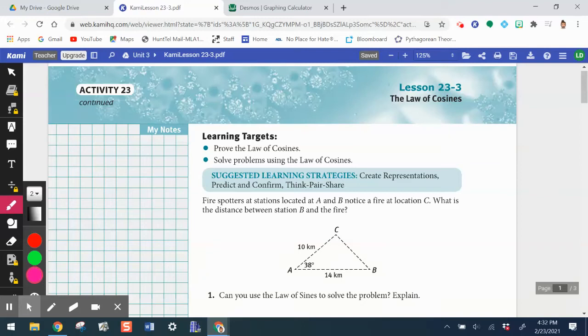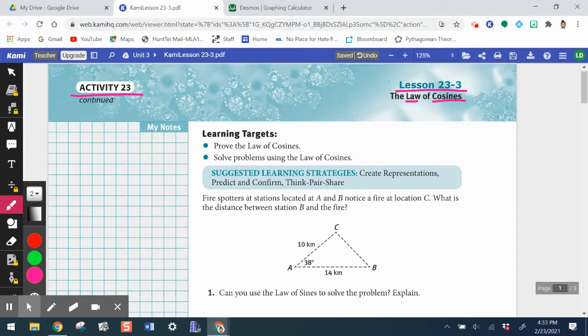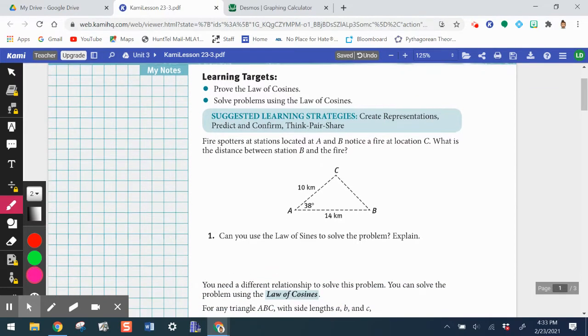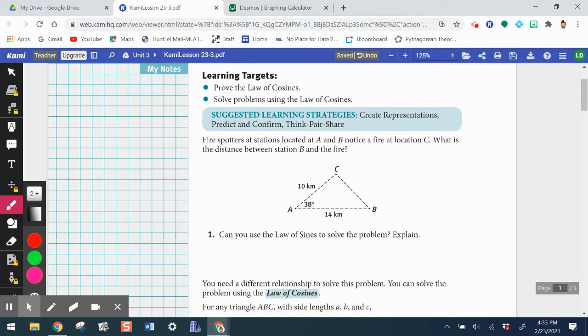Well, hello and welcome. We are continuing right on through Activity 23, primarily looking at Lesson 23-3, and we're going to learn about something called the Law of Cosines. So we have since explored the Law of Sines in Lesson 22-2, which is a pretty simple concept.